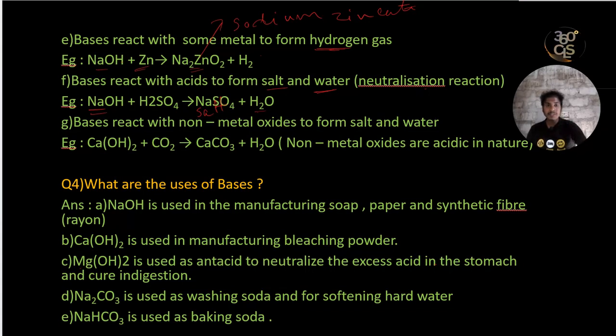The next property is bases react with non-metal oxides to form salt and water. For example, calcium hydroxide plus carbon dioxide gives us calcium carbonate, which is salt, and water. So from this reaction, we can say that non-metal oxides are acidic in nature. Why? Because as we have already discussed, bases react with acid to form salt. Here the base reacts with carbon dioxide and gives us salt, so it is acidic in nature.